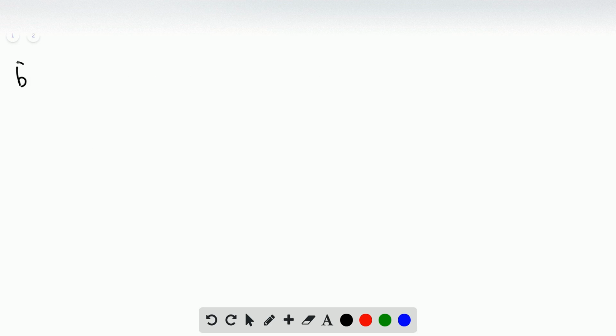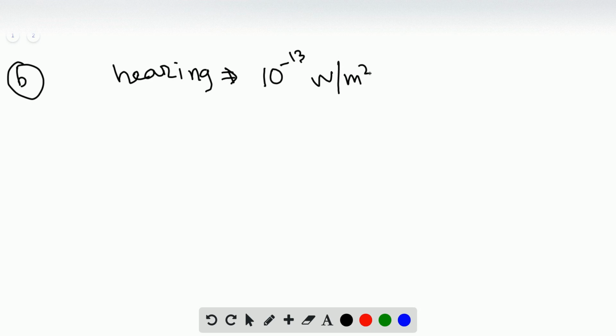So for 5000 hertz, the threshold of hearing, again looking at the graph, is going to be 10 to the power minus 13 watt per meter squared, and threshold of pain is going to be close to 10 to the power minus 1 watt per meter squared.